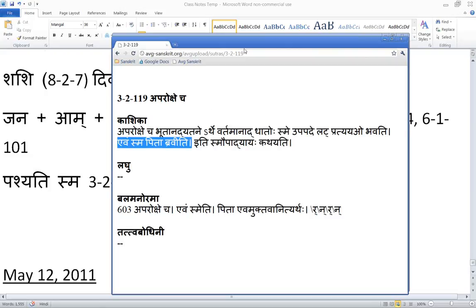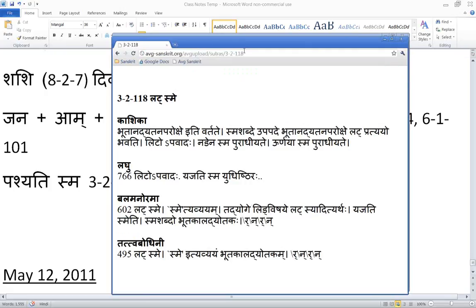But the prior sutram was parokshe. Parokshe means the speaker did not experience that. So this is Nadenasma puradhiyate. This is something which the speaker did not experience. Pura means in the past. Nadena pura adhiyate. So pura is in the past.